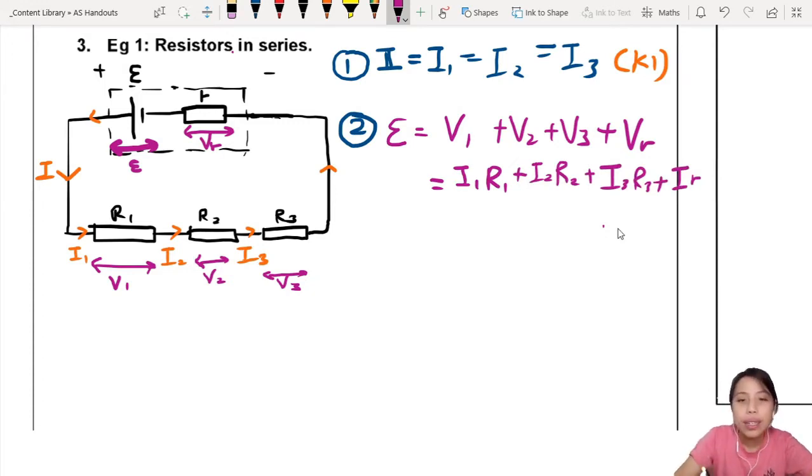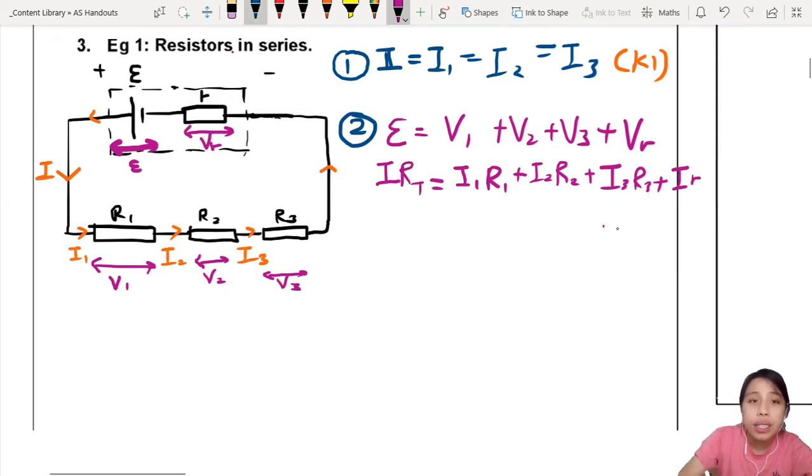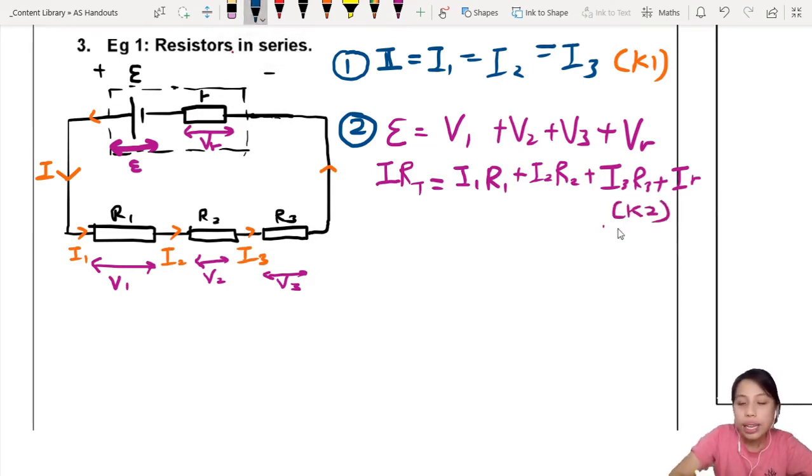And this one, E, is what? E can just be, V equals IR, E equals IR. But what R? You can just have the big I times R total, the total resistance of all these resistors in the circuit. So R total. Also, this one is which law? This sum of EMF equals the sum of PD, Kirchhoff's second law. So it's K2. Don't confuse what is K1, K2. Then what do we do next?